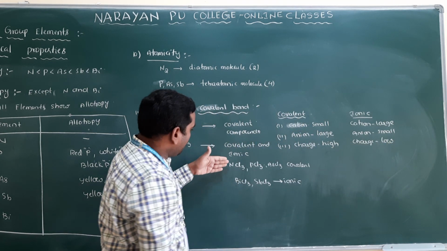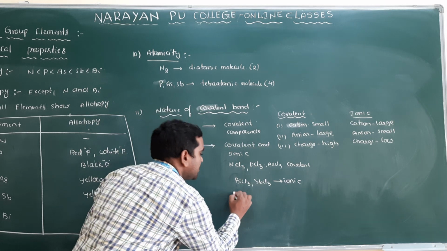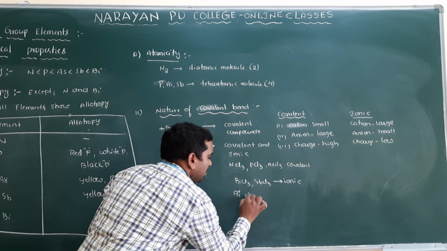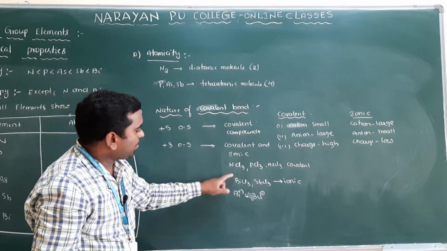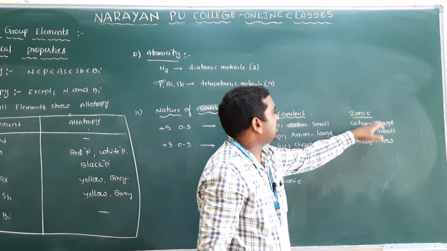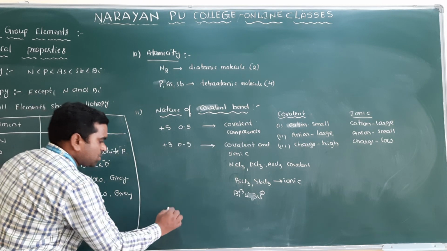Clear? Now as we are moving from NCl3 to BiCl3, how will this be converted to Bi3+ and 3Cl minus? So what is the charge here? From nitrogen to phosphorus, cation size is increasing. Cation size increases means which compounds it will show? Ionic compounds. Clear?